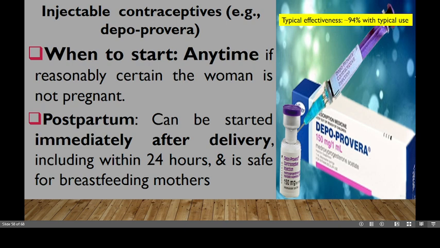Ladies and gents, now we can look at the injectable contraceptives like Depo-Provera. Of course, we're saying this one has a typical effectiveness of about 94%, right? Where a patient is given 150 milligrams contained in one vial, and it should be given every 3 months, right? So you can start it anytime if reasonably certain the woman is not pregnant, of course. And it can be started immediately after delivery, including within 24 hours, and it's safe for breastfeeding.